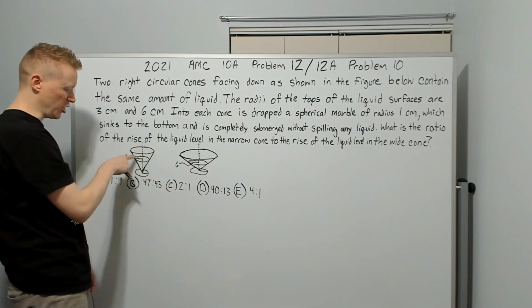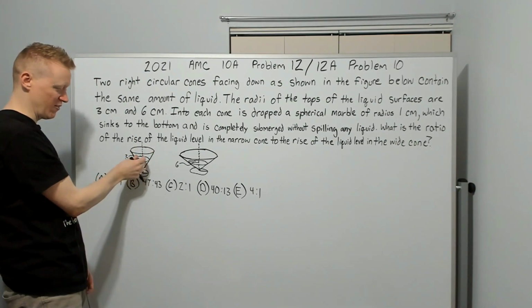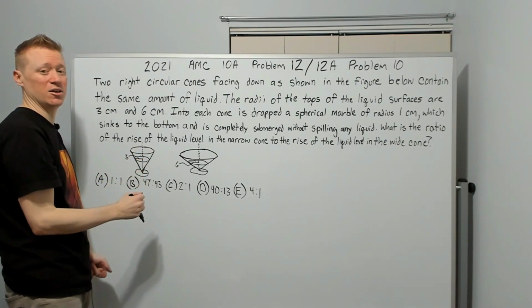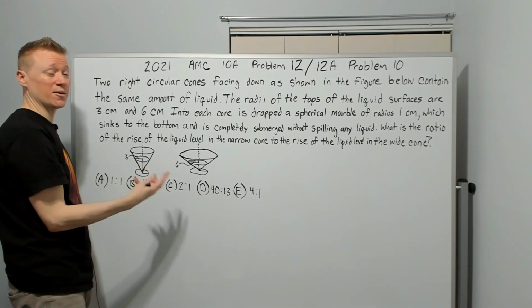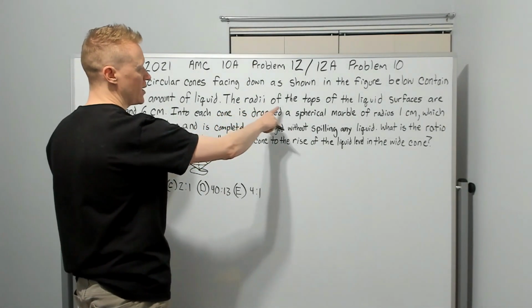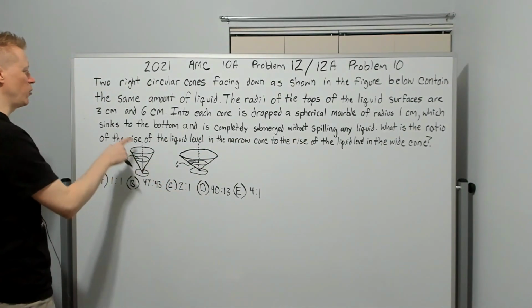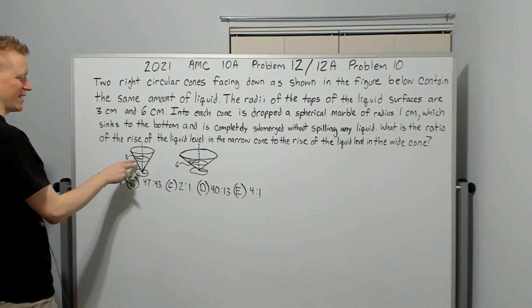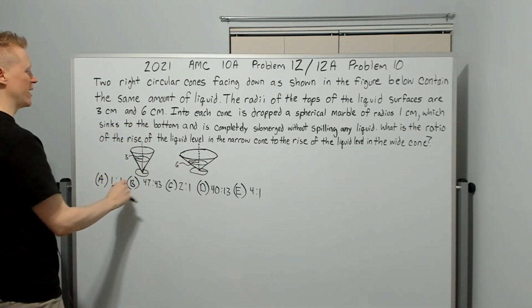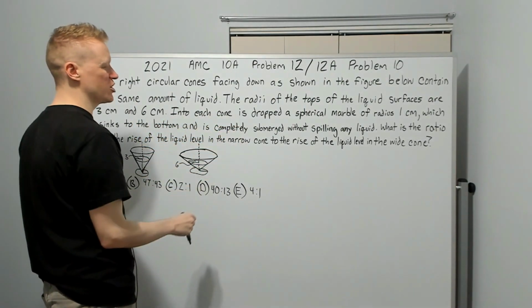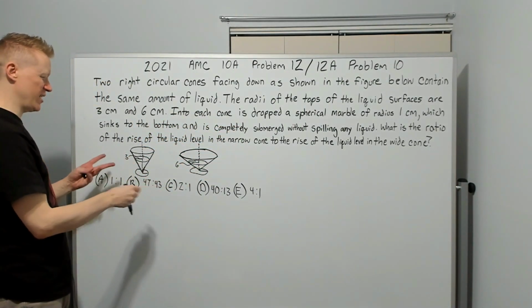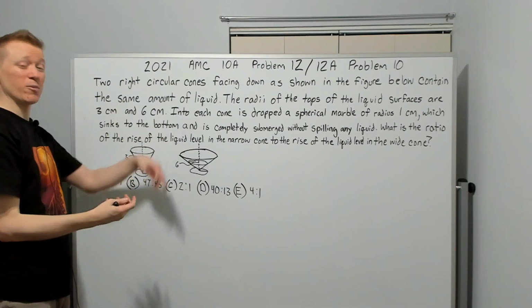We don't have to know the cone itself, but the volume of water inside is also a cone, and those volumes of water will be equal. The radii of the tops of the liquid surfaces are 3 and 6, so 3 here, 6 right here. Into each cone, let's just pause right there. Let's figure out some more information before we read any farther.